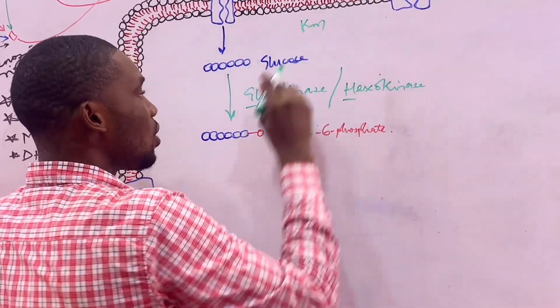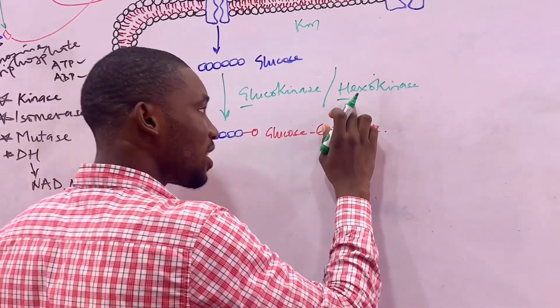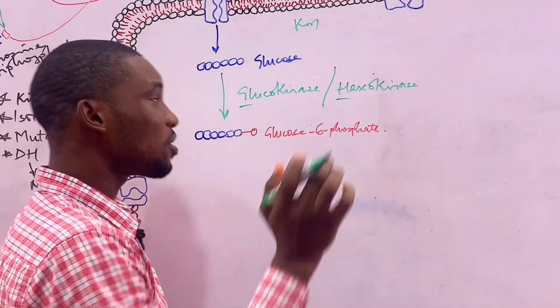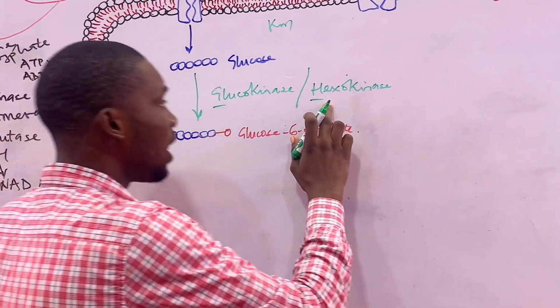So it has low affinity, high what? Km. While hexokinase has high affinity, low what? Km. The first one you should remember is affinity, okay? So remember, glucokinase has low affinity, hexokinase has high affinity.